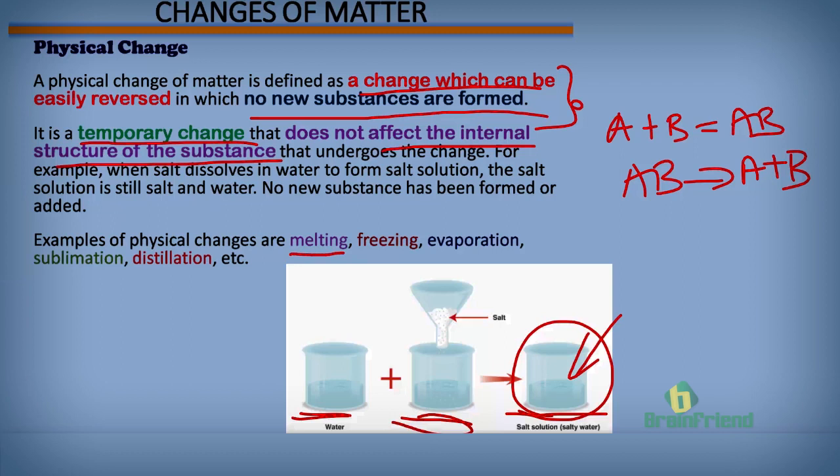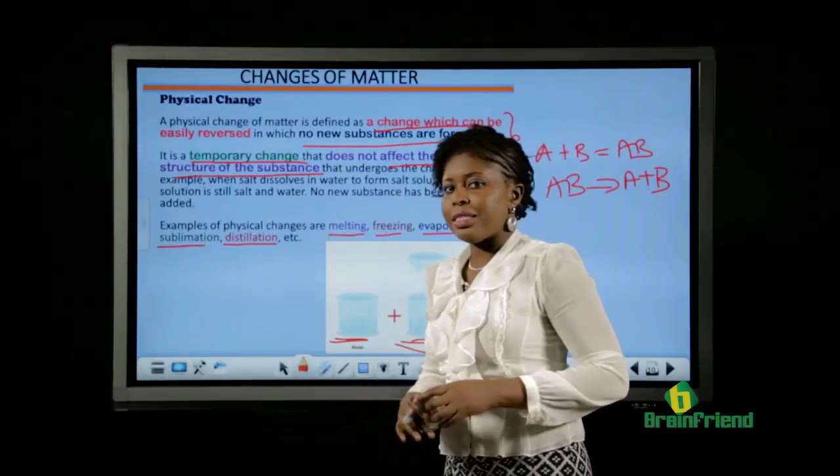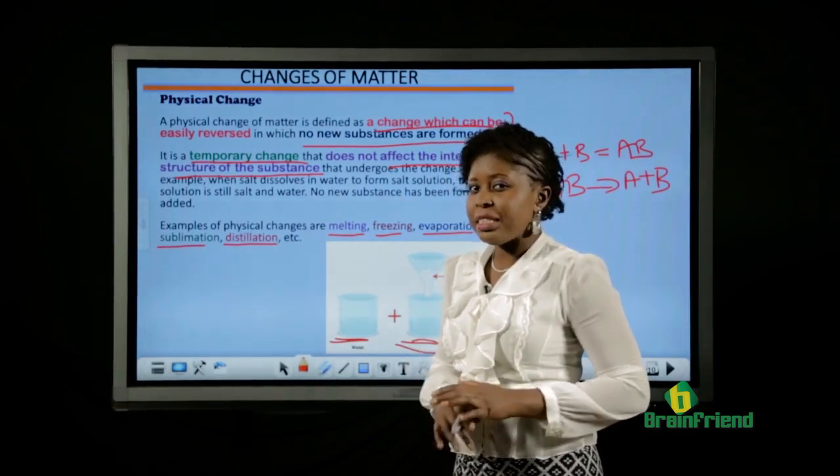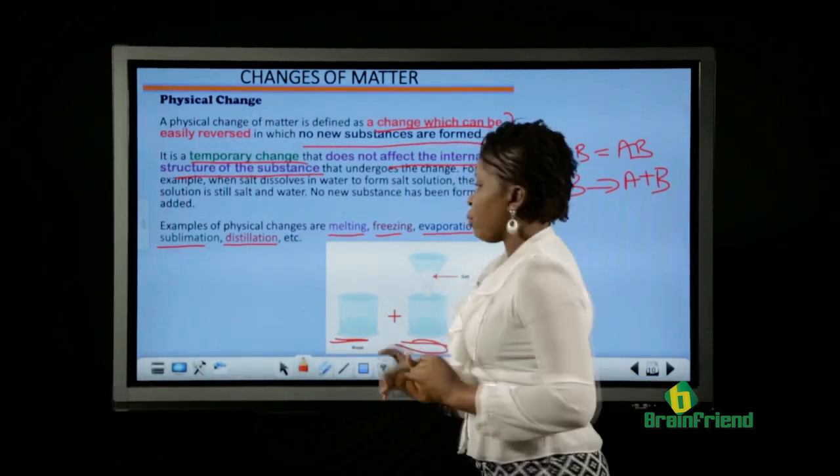For example, when a particular substance melts from the solid to the liquid, it's just a physical change. It has not changed from what it is to another. All right? Freezing, evaporation, sublimation, and distillation, amongst others. These are all examples of physical changes that substances undergo that do not change their internal makeup.